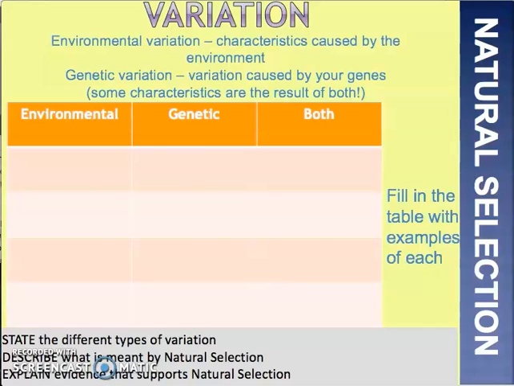Have a go at putting some other examples in though. So where would you put hair colour? Where would you put IQ, so your intelligence level? Where would you put your blood type? Which column would you put hair length? Which column would you put shoe size? What else could we say? Which column would you put skin colour in? So try and take those examples and add them to your table and see if you can come up with any other examples yourself.